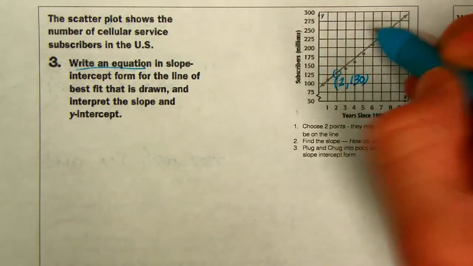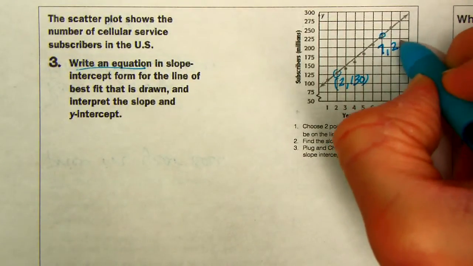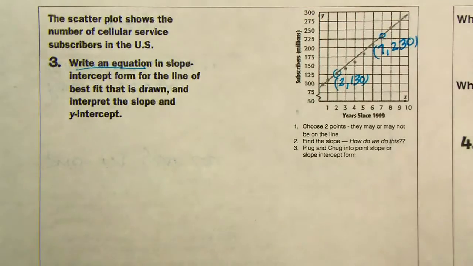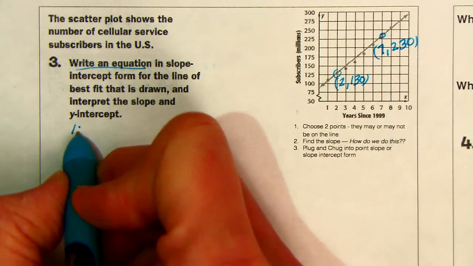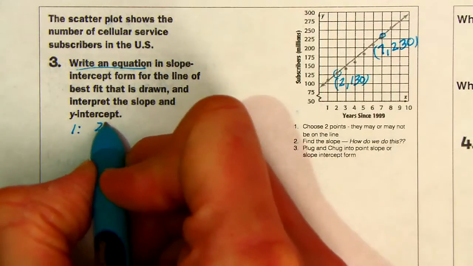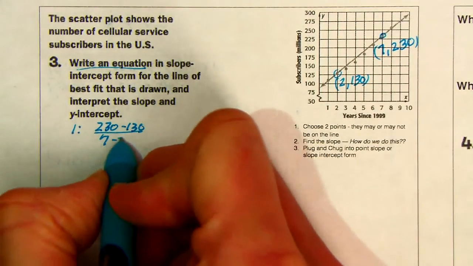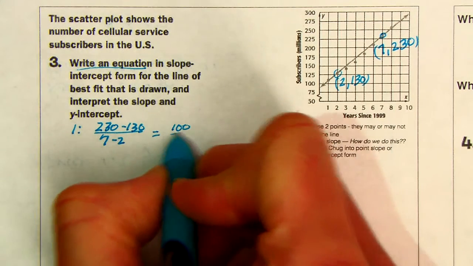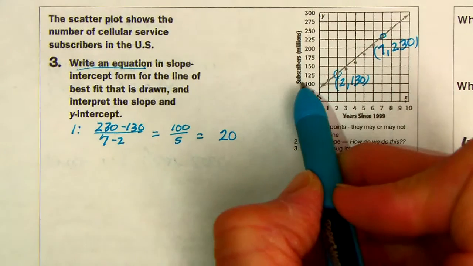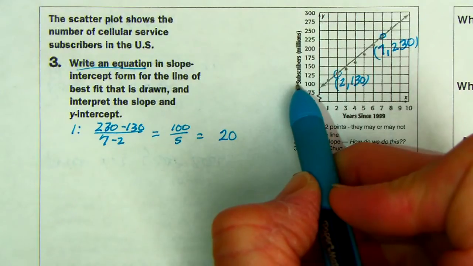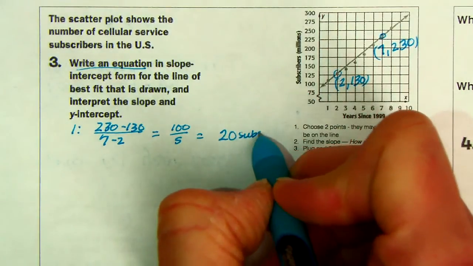So that works out pretty nicely because finding my slope, that's step 1. Step 1 is finding your slope: 230 minus 130 over 7 minus 2, well, that would be 100 over 5. So my slope is 20. 20 in this case, million subscribers per year. Okay, now pick a point. Pick either one of those points. Let's go ahead and use the smaller one.